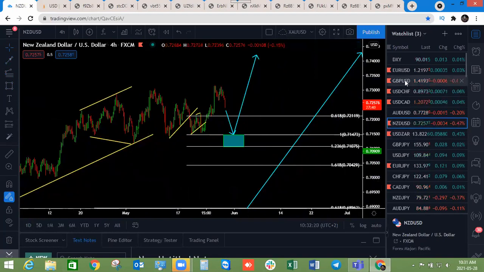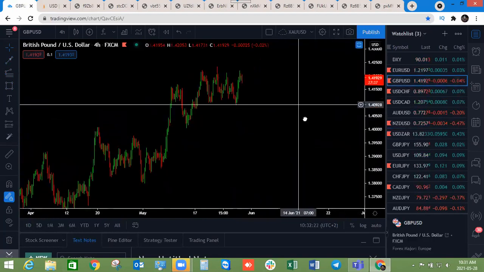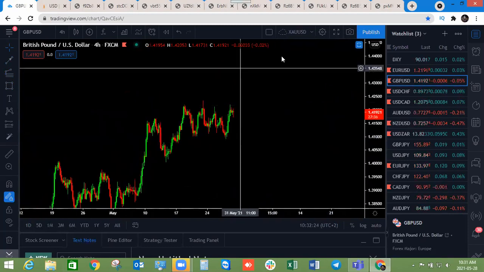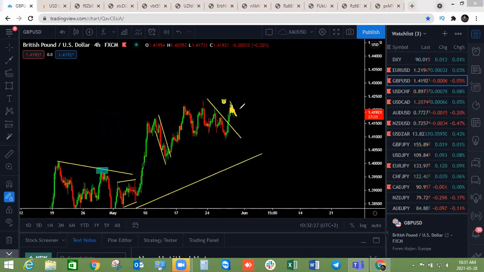Did we look at pound US dollar? Yes, we have. Now, pound US dollar has already made its corrective structure here. You're looking for upside on the 1 hour.